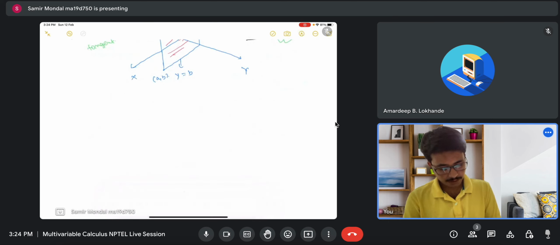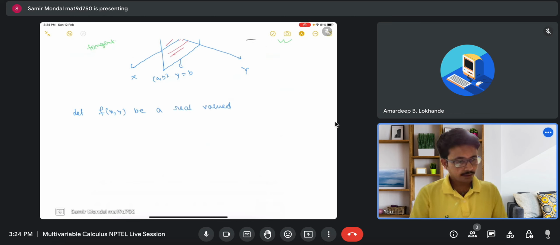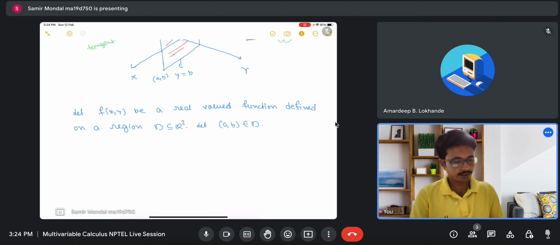Okay, let f of x, y be a real valued function defined on a region D, which is a subset of R2. Let (a, b) be one given point in D.